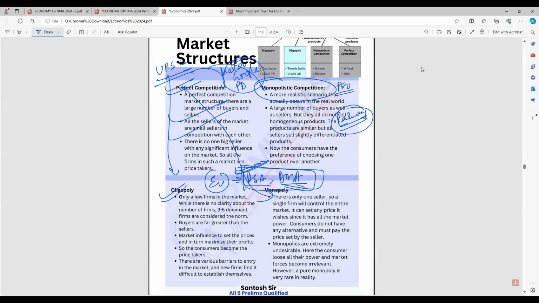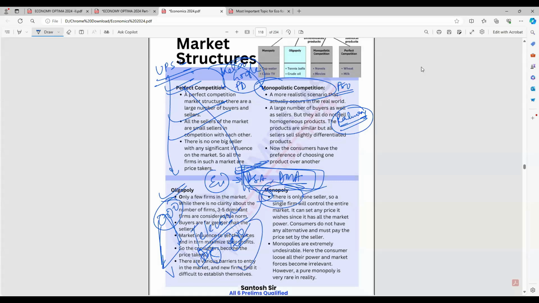Oligopoly means what? Two or three big companies capturing the entire field. For example, in telecom, I'm not saying that it is a monopoly, but you see Vodafone is kind of declining. We have only two players left, Airtel and Jio. I use both. So this is called oligopoly.